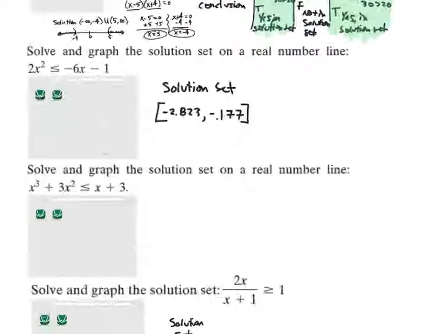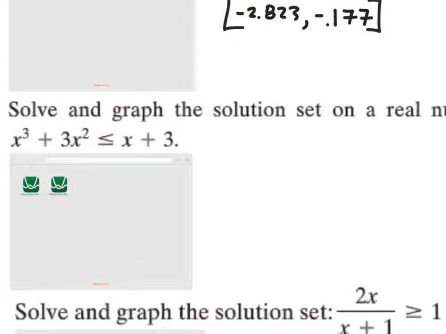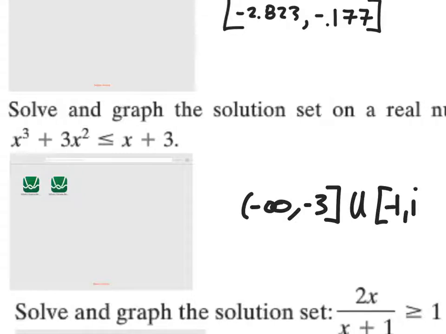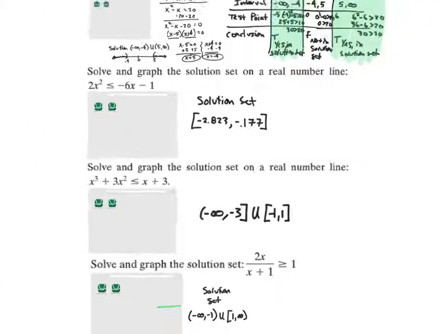Wait, what happened to this one? I don't know where that graph went. Sorry, I don't know why that isn't there. The solution is negative infinity to negative 3, and then union with from negative 1 to 1. Yeah, that's the solution for that one. I don't know why that didn't pop back up.